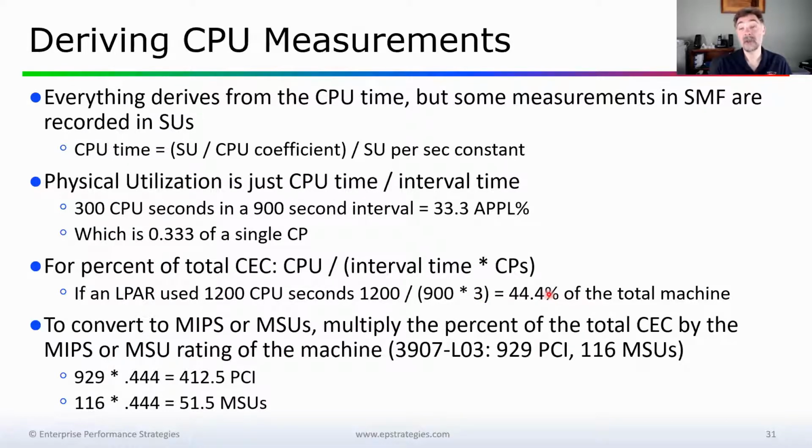Now, if your manager wants that in MIPS or MSUs, we'll multiply the percent of the total KEC by the MIPS or MSU rating of the machine. So in this example, where the LPAR was 44% of the machine, if that particular machine was rated at 929 PCI or 116 MSUs, just do the math, and there's the capacity consumed in MIPS and MSUs.